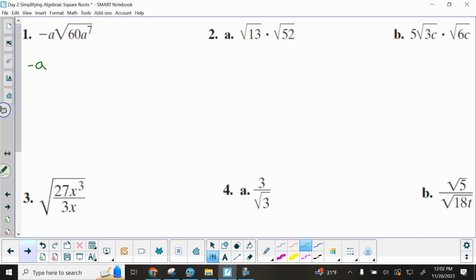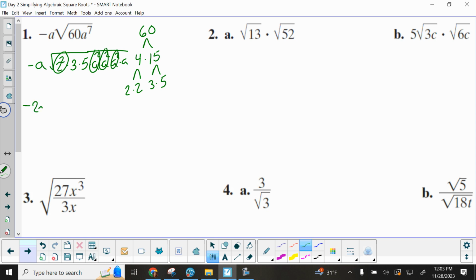So we have negative a, square root, we can break down 60. 4 times 15, which is 2 times 2. So I've got 2 squared times 3 times 5 times a squared times a squared times a squared times a. So out comes a 2, an a, an a, and an a. So negative 2a to the 4th radical 15a.